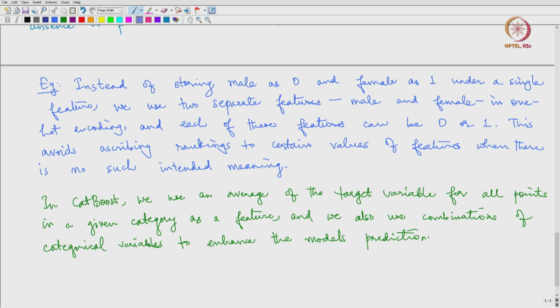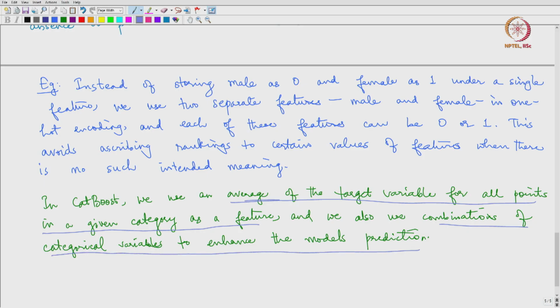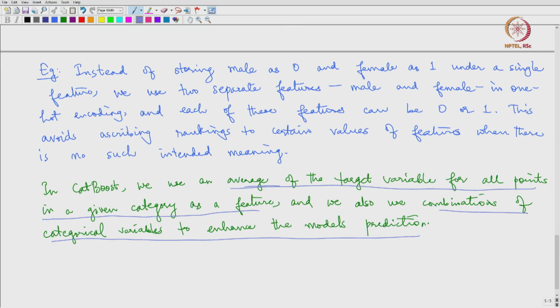can use. So, we do employ an average of the target variable for all points in a given category as a feature, and we use combinations of categorical variables to enhance the model prediction. And you can read more about how this is implemented in CatBoost. So, that is one type of tuning which has been done for these gradient boosted models.